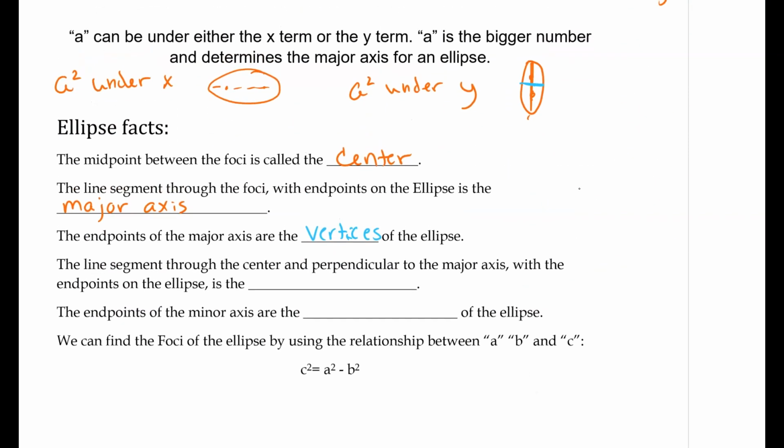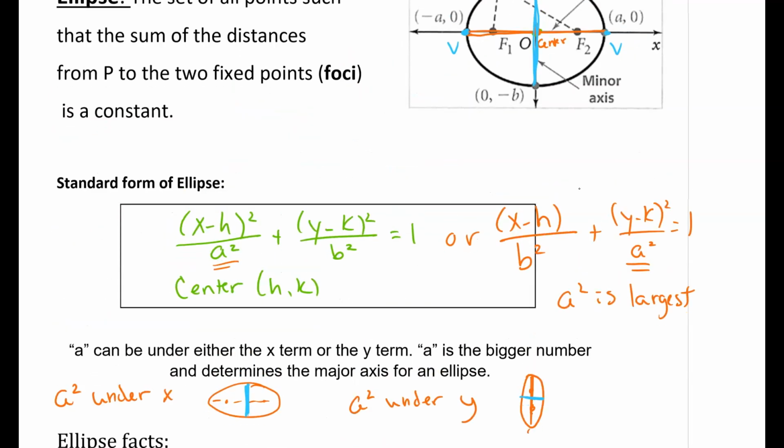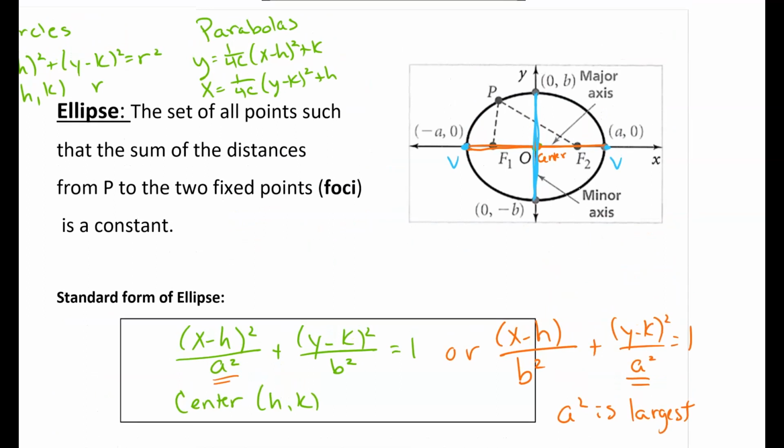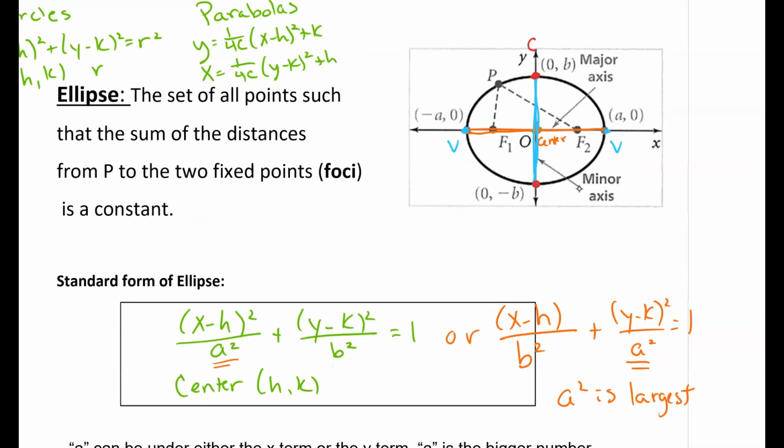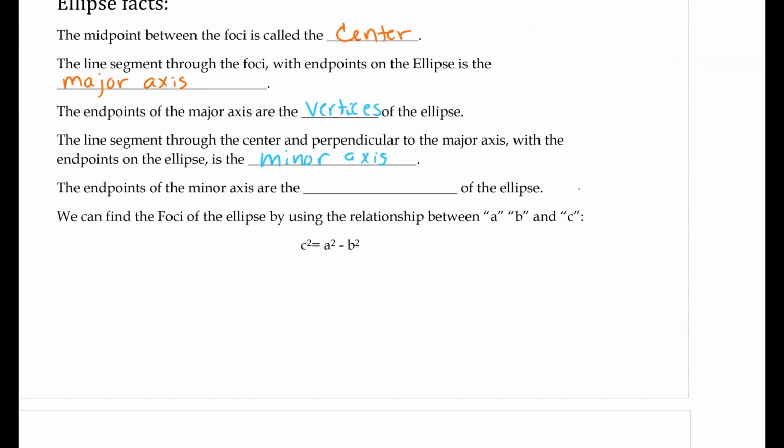All right, so the line segment through the center and perpendicular to the major axis, notice perpendicular means right angle, with the endpoints on the ellipse is called the minor axis, and that's what I already showed you. It's the one going from here to here. Okay, so the minor axis also has endpoints. Notice they're right here and here. Those are called the co-vertices. So I'm just going to label them CV, CV. Your co-vertices are just the endpoints of your minor axis.